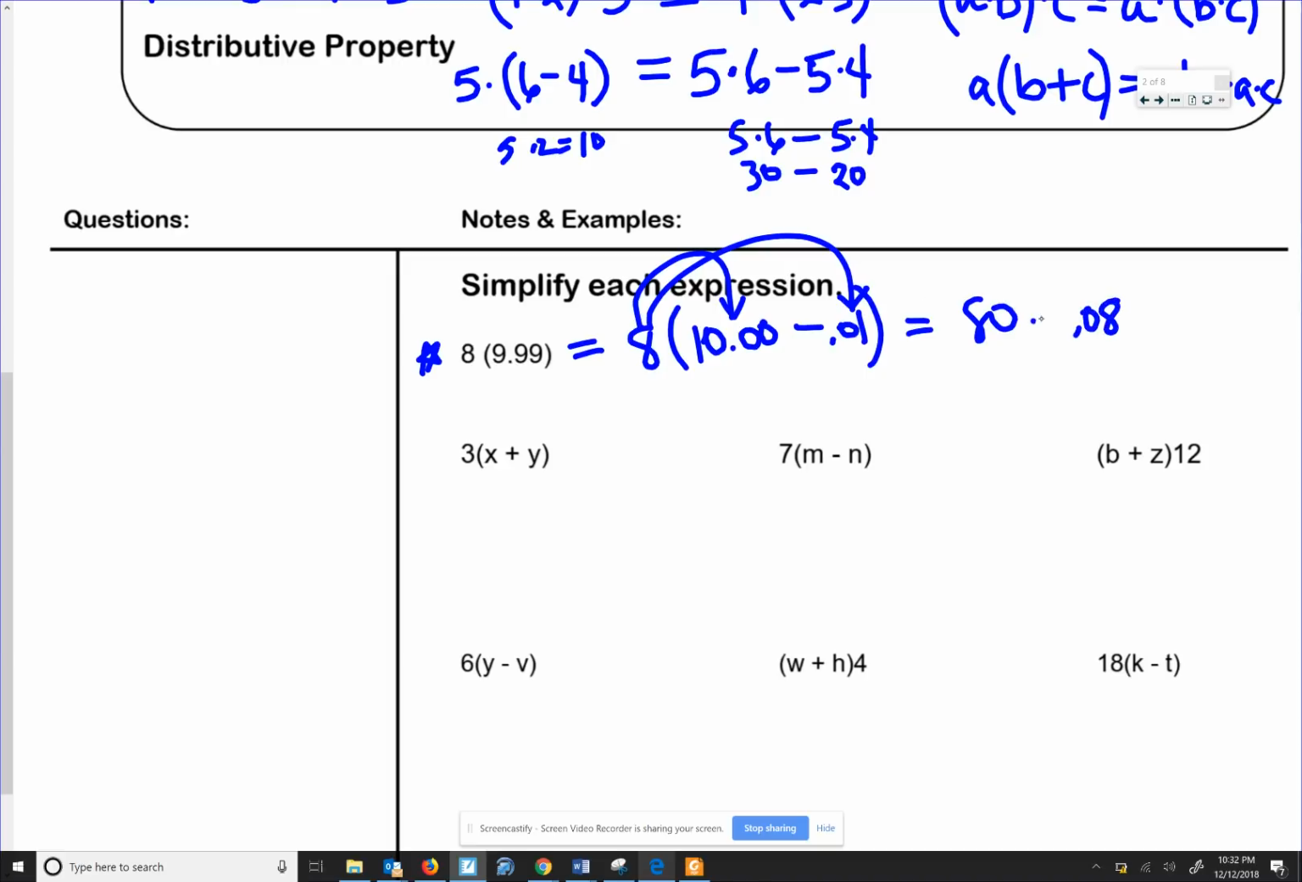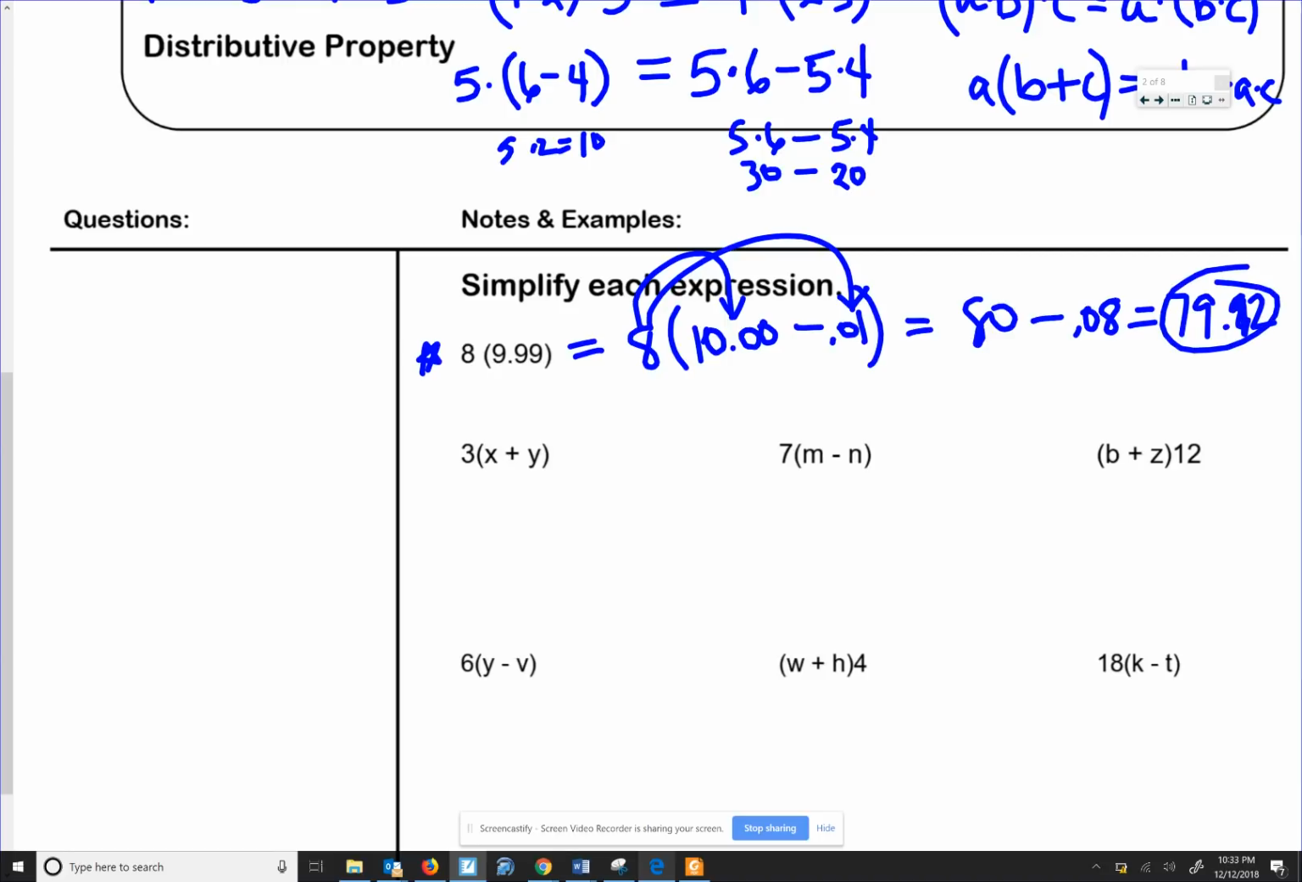This was a subtraction sign. I'm going to start to train you to think of this as subtracting 1 penny. I want you to think of it as negative penny, 1 cent. This is a much simpler problem because 80 minus 8 cents is going to be $79 and 92 cents.